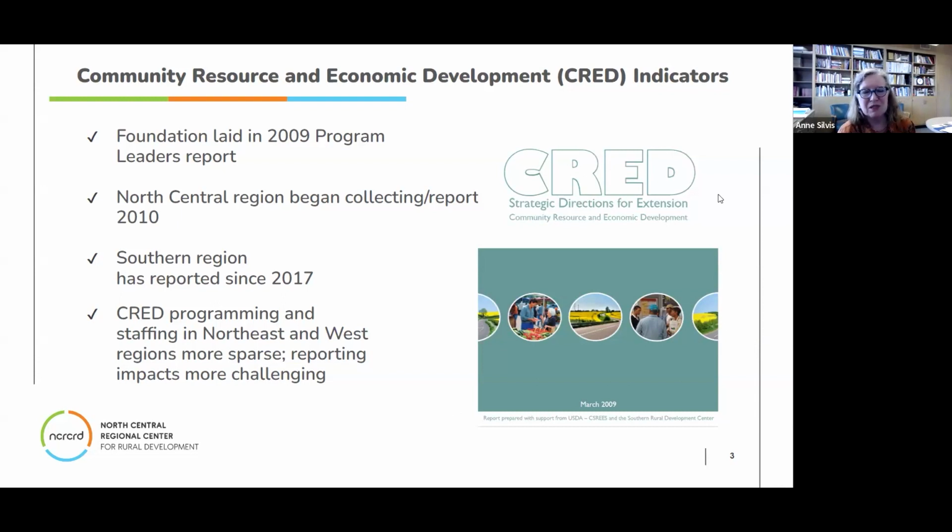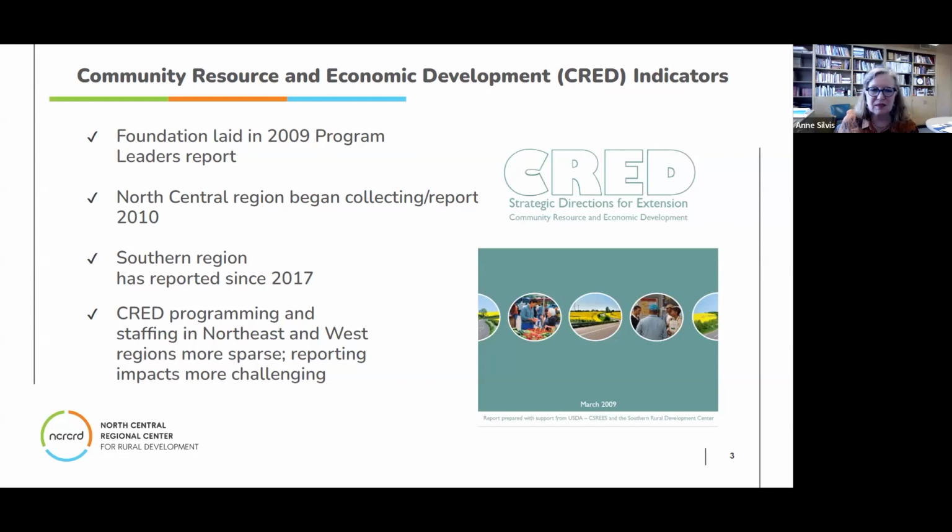So this is just a little bit of review to set the stage for the work that we're about to start, and that is to talk a little bit about the indicators and where they came from. So we started them in 2009 in the North Central region, and we started collecting those indicators. We started compiling them across the 12 states. The Southern region started using them and has also been working with us since 2017. The programming in the other two regions, the Western and Northeastern, isn't as robust in CED, so their reporting is different, but one of the things that we'll do in this effort is to look at how these impact indicators can be meaningful in those areas as well.